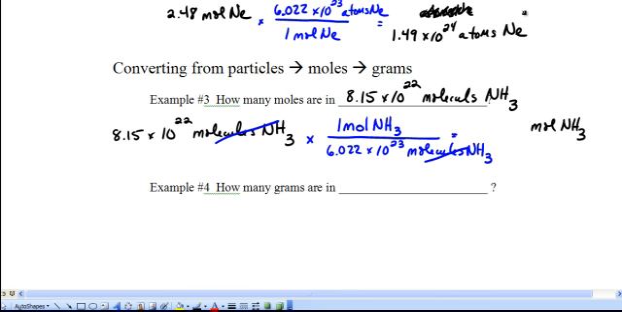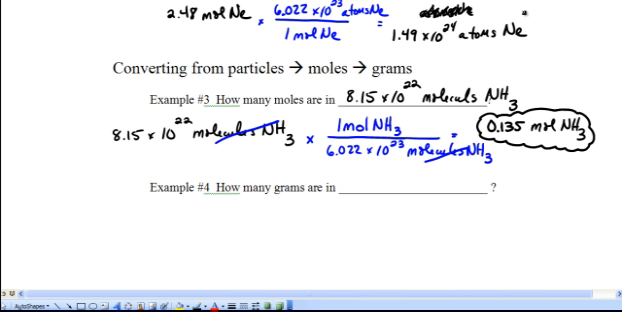So making sure that you use your parentheses around each term, you're going to take 8.15 times 10 to the 22nd divided by Avogadro's number, 6.022 times 10 to the 23rd. Yes, you can multiply by the 1, but that's not going to do you anything. So just the 8.15 times 10 to the 22nd divided by Avogadro's, and I'm coming up with 0.135 moles of ammonia, NH3. All right?